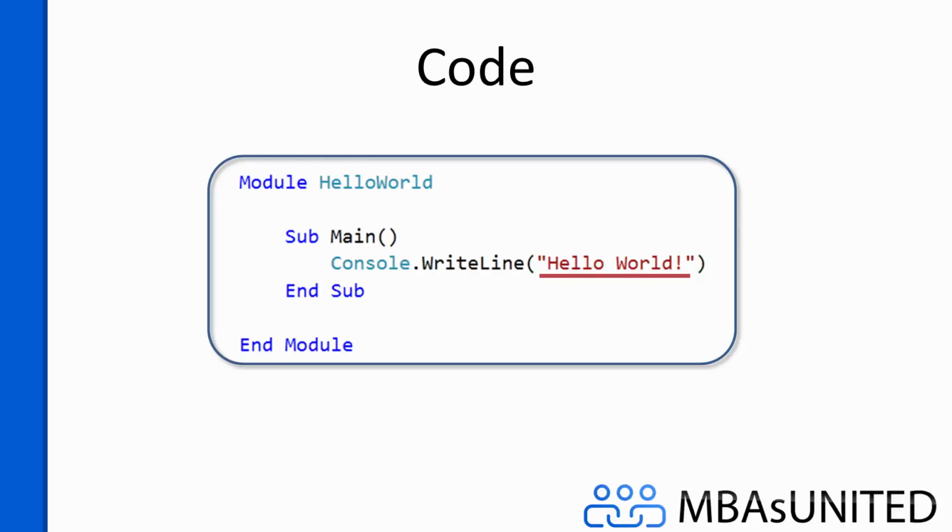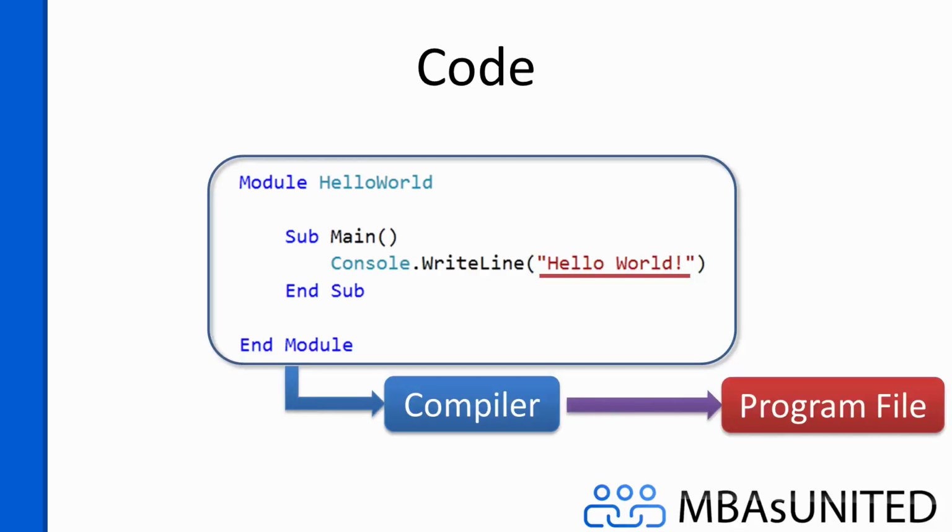After they've written their code, the developer uses a special program called a compiler. A compiler is a complicated thing, but when you get right down to it, what it does is pretty simple. You give it code, and it turns it into a program file that a computer can run. That's all a computer program is, really. It's a file created by a compiler that contains instructions that tell the computer what to do.